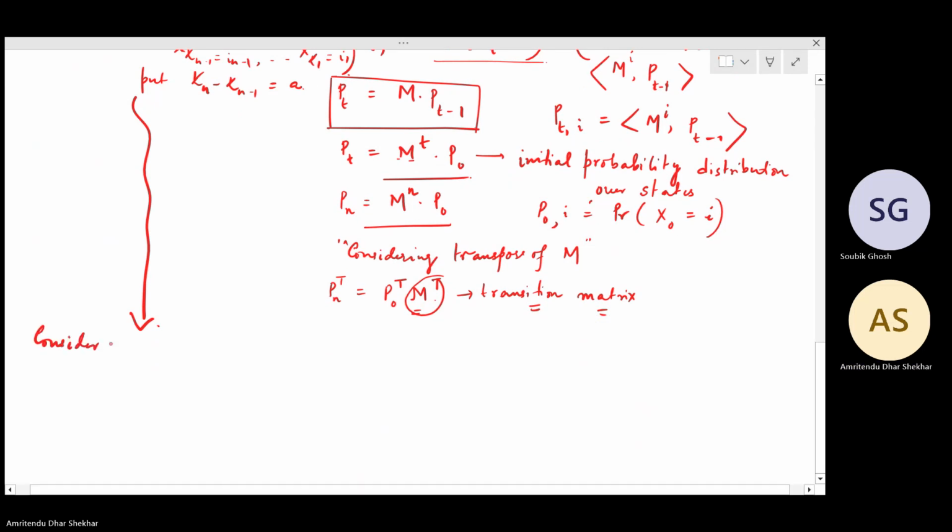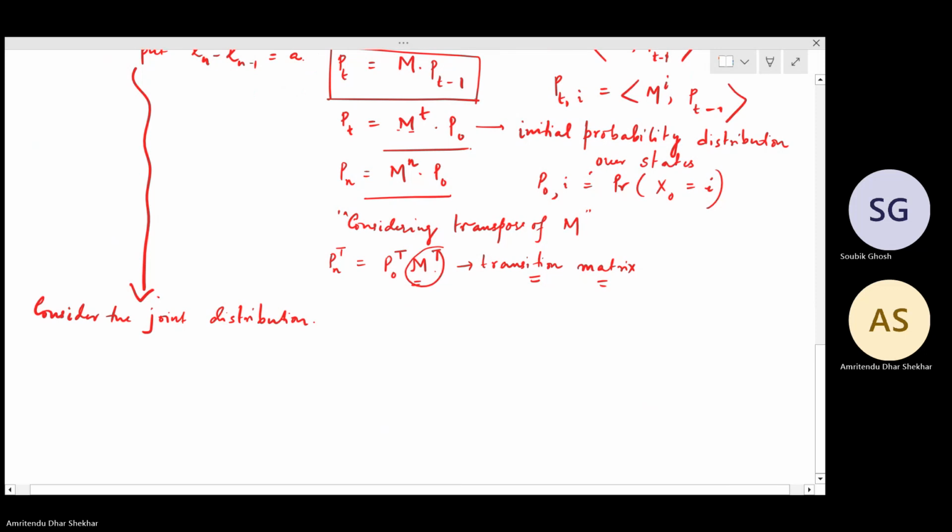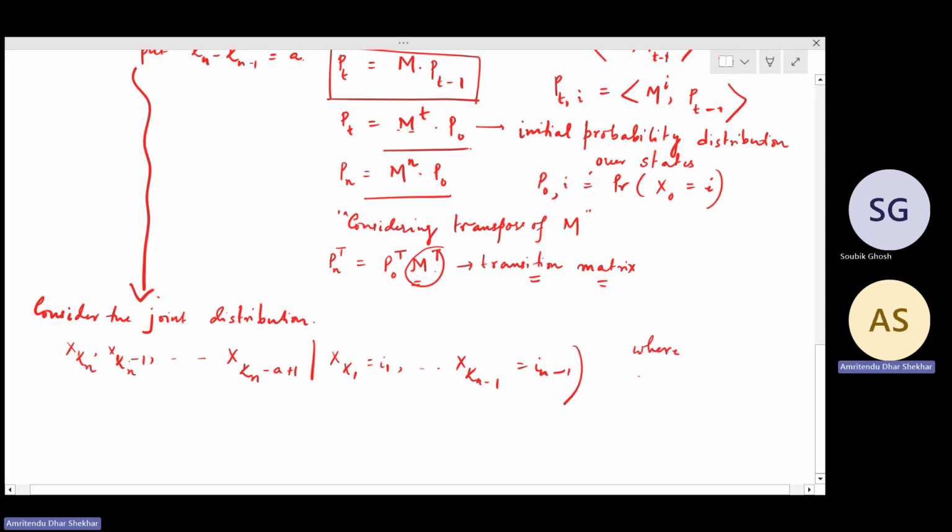Consider the joint distribution of x_kn minus 1 up to x_kn minus a plus 1, given that x_k1 equals i1, up to x_kn minus 1 equals in minus 1, where a equals kn minus kn minus 1. So let's consider this joint distribution.